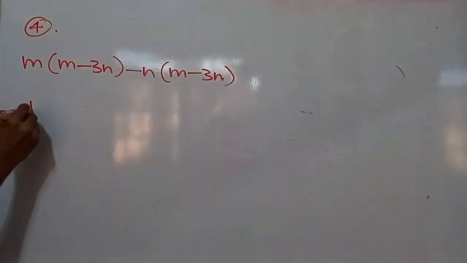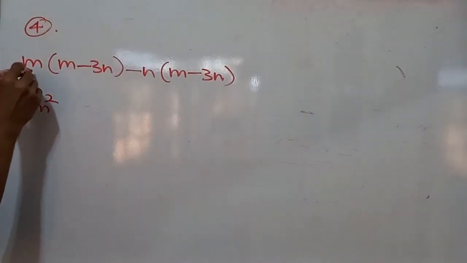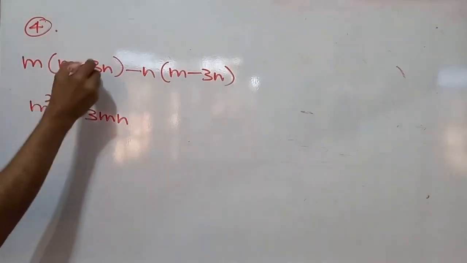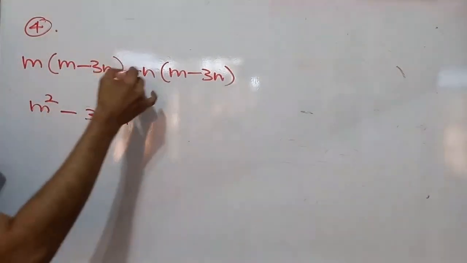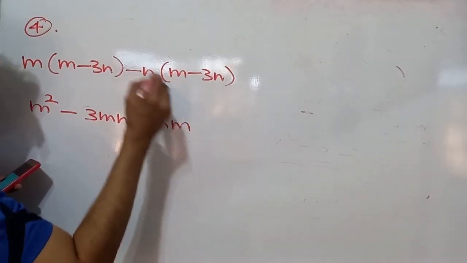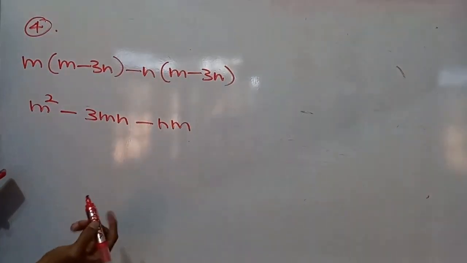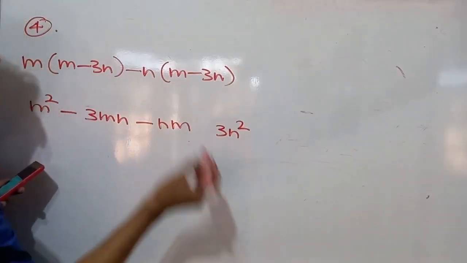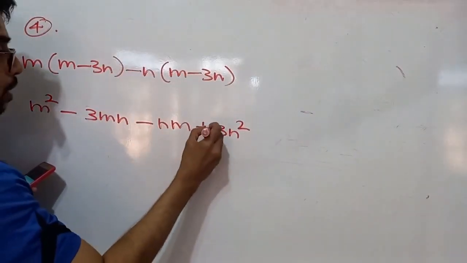So here we get what? M squared. M times 3n, that is 3mn. Positive into negative, that is negative. N times n. N times m, that is nm. Negative into positive, that is again negative. N times 3n, that is 3n squared. Negative into negative, that is positive.